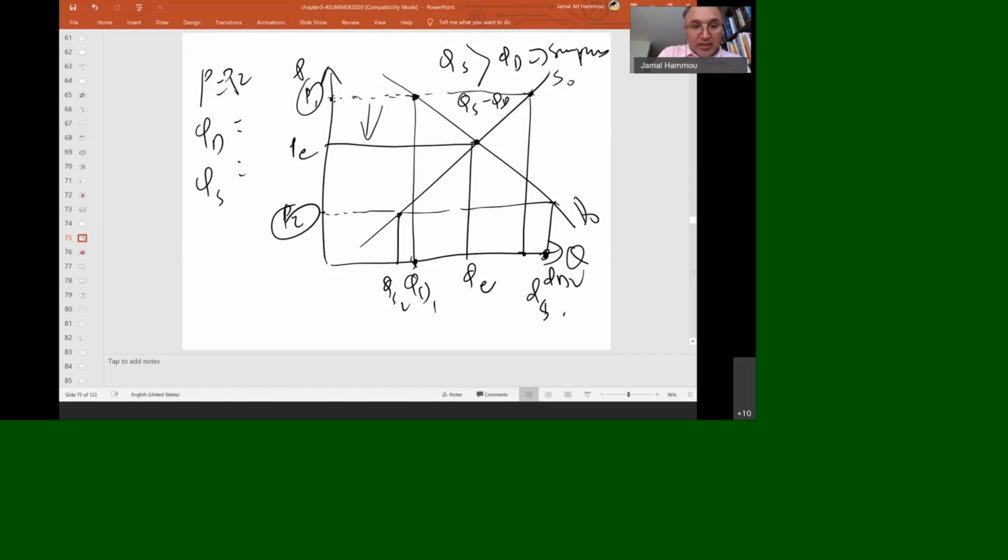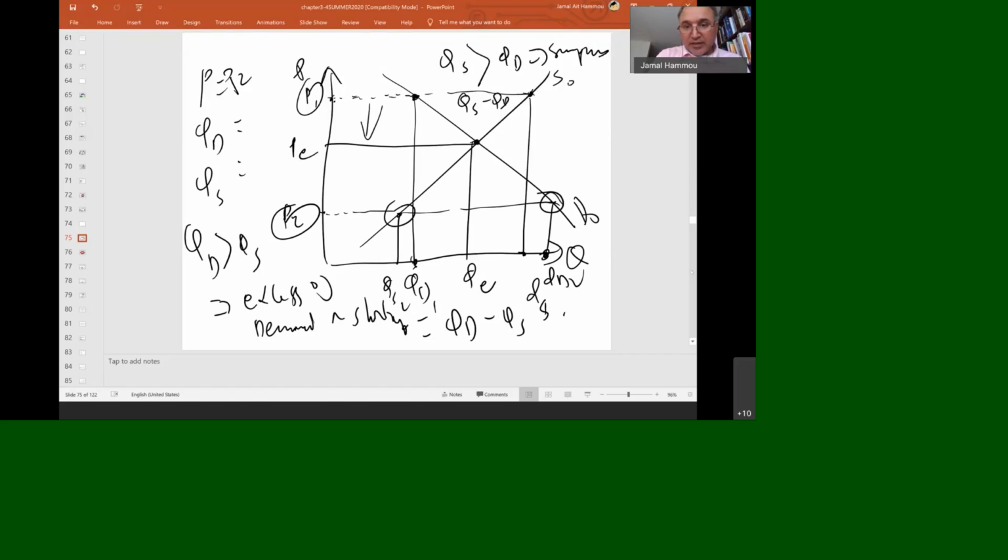You can see QD is greater than QS. We call it excess of demand or shortage, same thing. How much is the shortage? It equals QD minus QS at the same price level, the distance between them. If we have a shortage in the market, the law of supply and demand says the price will tend to go up to the equilibrium.